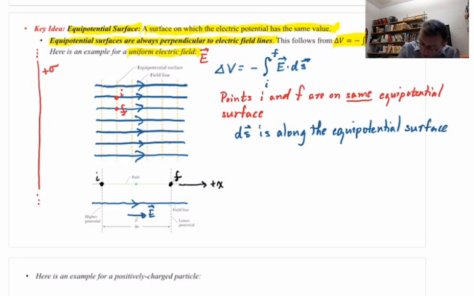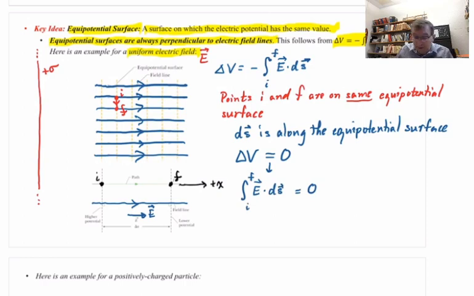Well, then we know what the delta V must be when we step from I to F, like along here, taking little ds's that way, because those are both on an equipotential surface. Then we know that delta V has to be 0, because point I and point F are on the same equipotential surface. And that's what an equipotential surface means, that every point has the same potential V, so the delta V must be 0. So the line integral from I to F of E dot ds must equal 0.